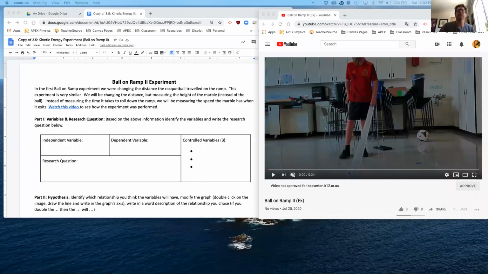Hello, everybody. Today we're going to be talking about the ball on ramp 2 experiment. This is also known as the kinetic energy experiment.